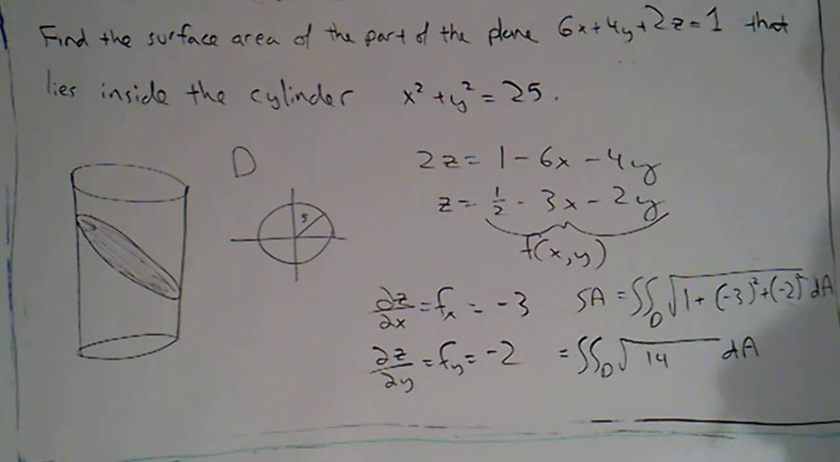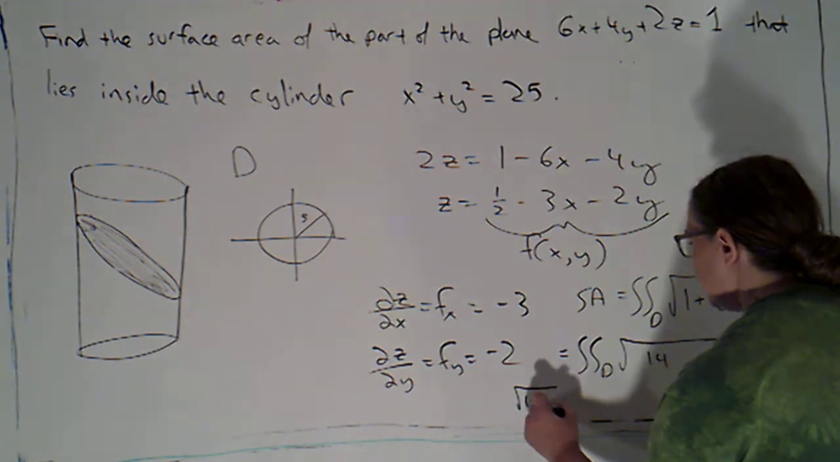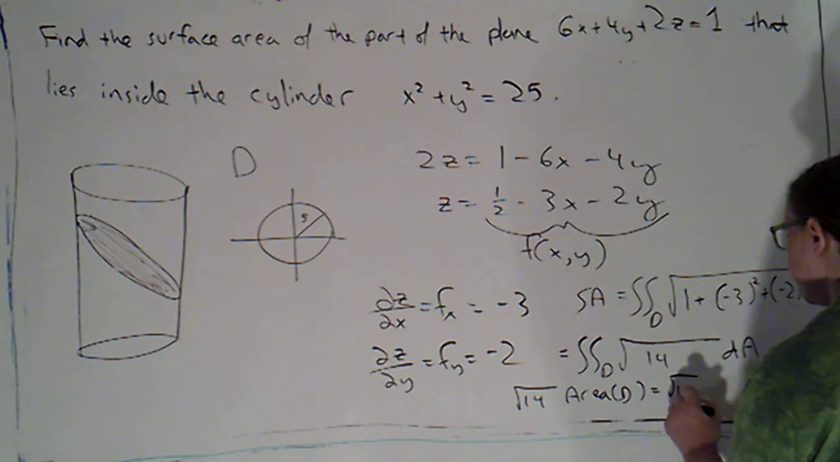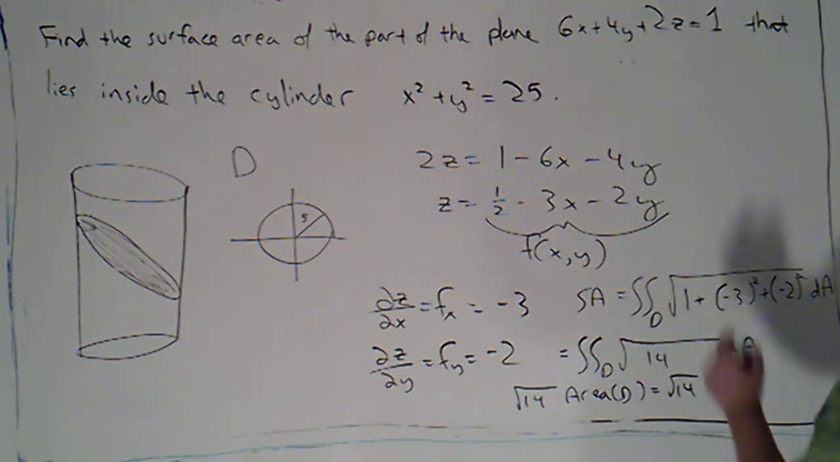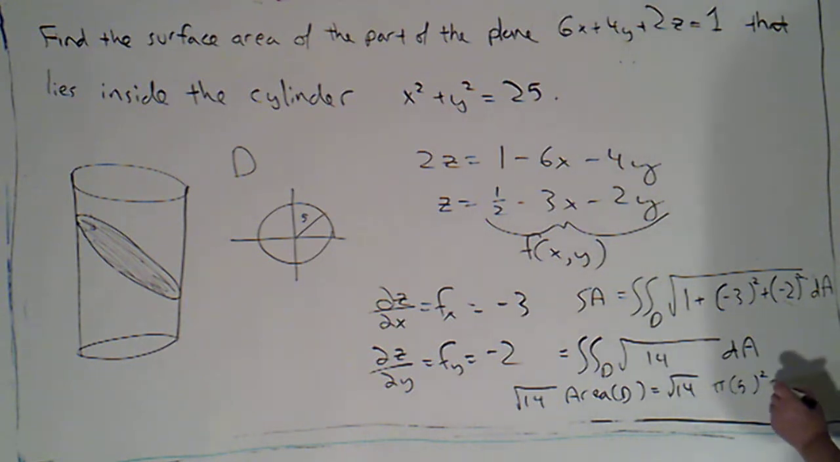And in this case, I don't even need to switch to polar because my integrand is a constant. So I'm just going to get root 14 times the area of D, but that's root 14 times pi times 5 squared. So we end up with 25 root 14 pi would be our area.